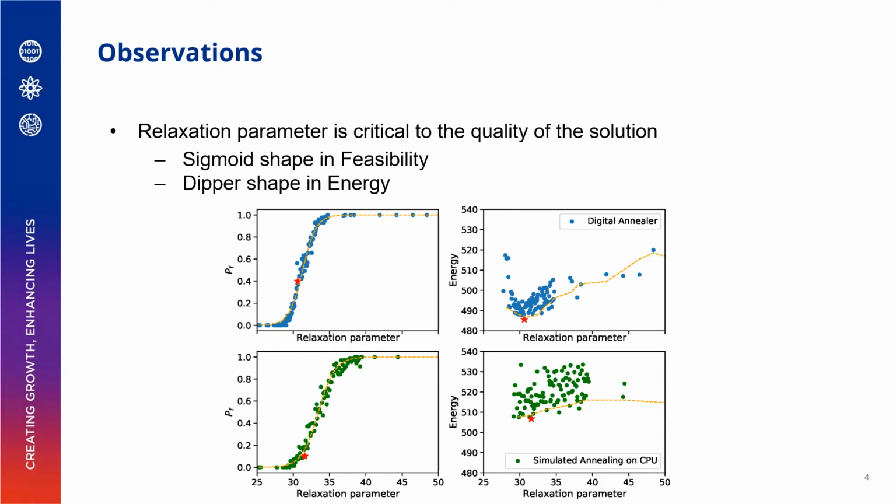Through experiments, we observed that the relation between relaxation parameter and the feasibility is a sigmoid shape. The relaxation parameter versus energy is a dipper shape. We mark the best solution with a red star. By definition, the star is at the bottom of the dipper. We also observe that the star always resides on the slope of the sigmoid shape. This observation gives us an inspiration. We built machine learning methods to predict the relaxation parameter that leads to promising solutions.